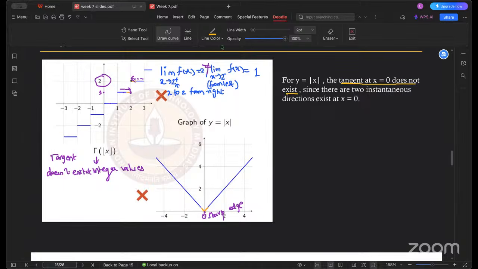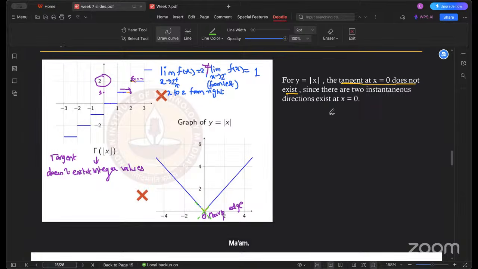See here, ma'am, if there is a tangent, then either it should be something like this or something like this. Since we cannot have two such things at a point, we say that we don't have any tangent at this place. Okay.